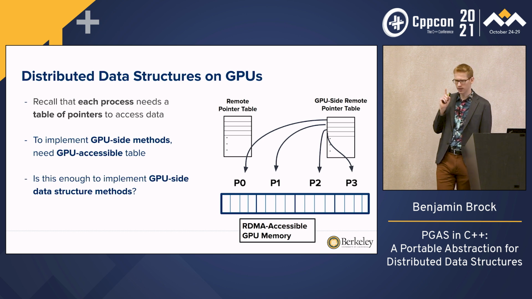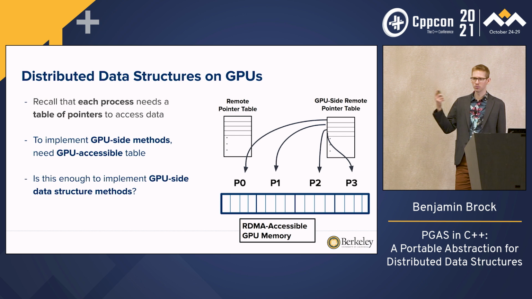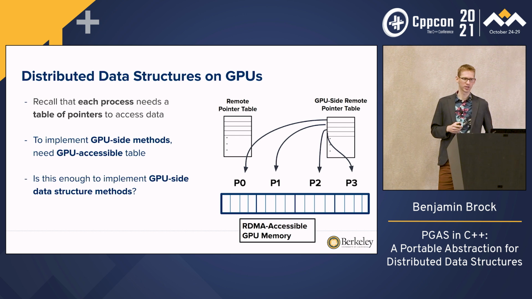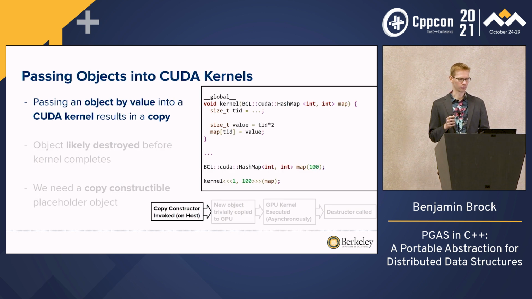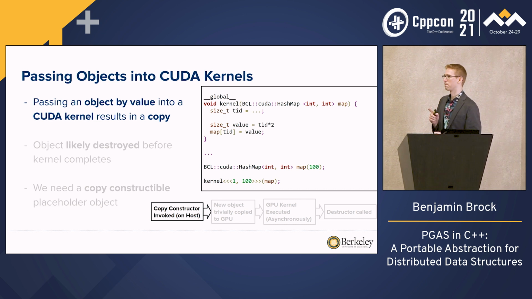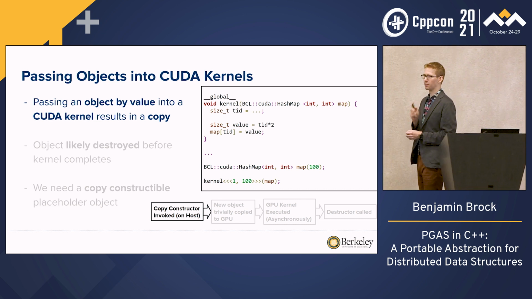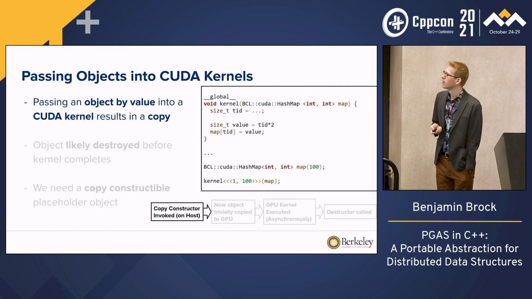So okay, then you come to a question, which is: is this enough to implement GPU side data structure methods? Can we just go ahead and copy this data structure to the GPU, inside a GPU kernel, and run it? So it turns out the answer is no. And this is actually because of the semantics of what happens when you pass an object into a CUDA kernel.